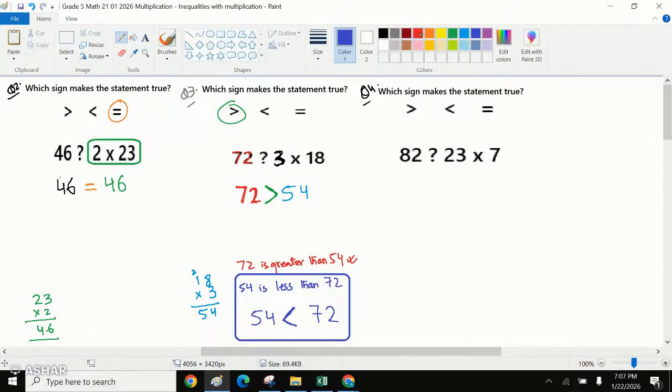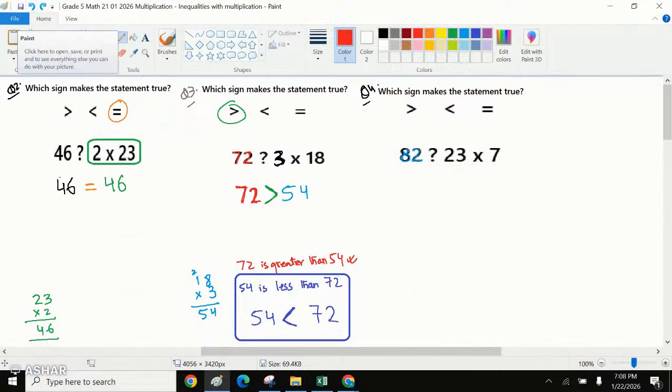This is given as 82, and we are missing a sign in the middle. We have a question mark, and 23 multiplied by 7. Let's see what is 23 multiplied by 7. 3 times 7 is... Okay, let's focus on question number 4. I'll just do it from the scratch. Okay, question number 4.